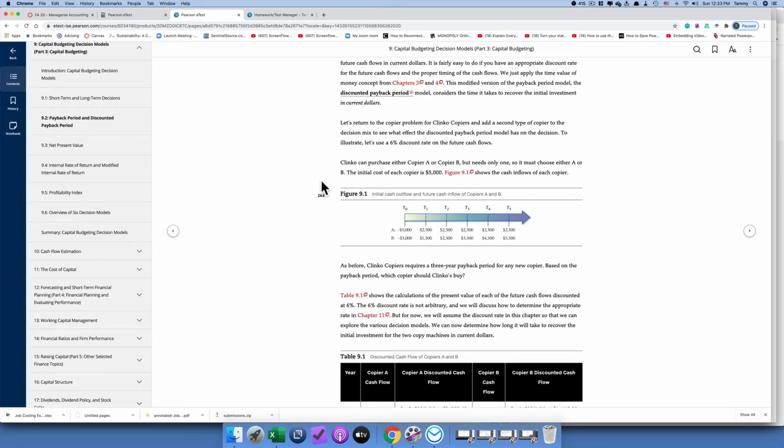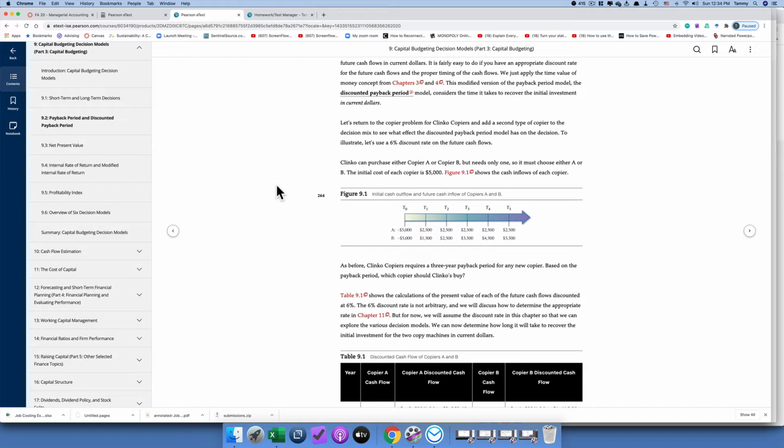Okay, I am starting this discussion in section 9.2, which discusses payback period and discounted payback period. I'm just going to briefly address the question of a payback period, but I'm really interested in just setting up the examples that we use here.